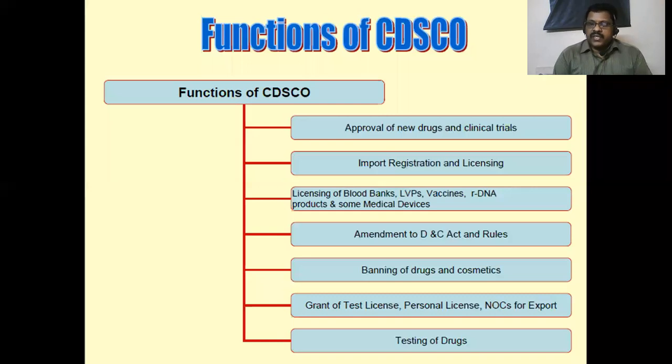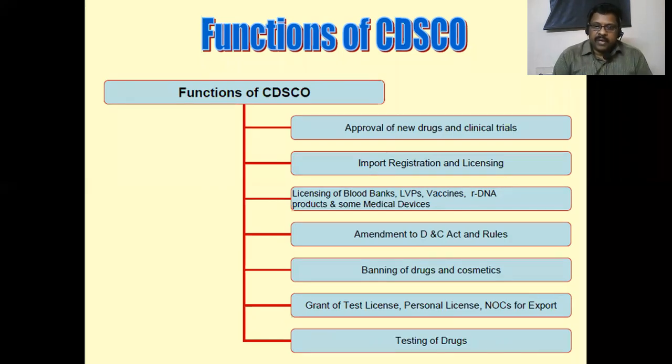Import registration and licensing. If you want to import some product from abroad, for example, from South Korea, you want to import a COVID-19 testing kit, then the kits should be approved by CDSCO. You have to supply some samples and get inspected by them, get clearance from them, and then you have to import and supply in India. For that, you need to get a license.